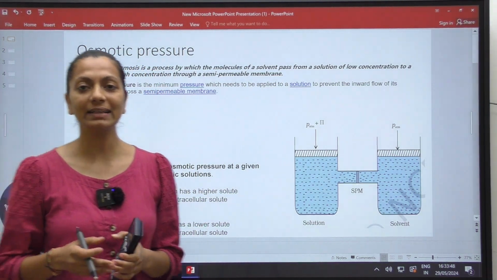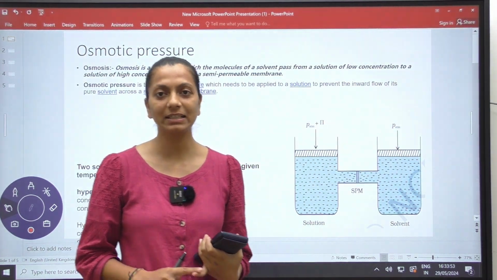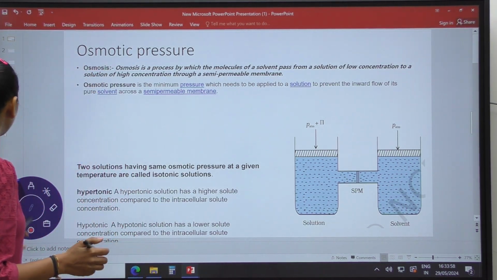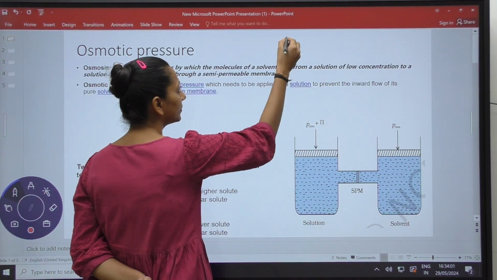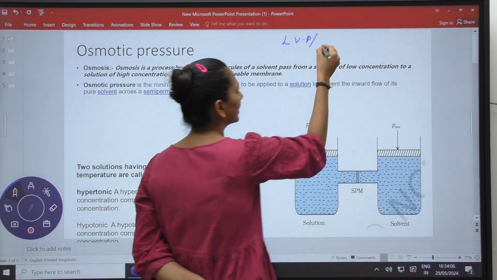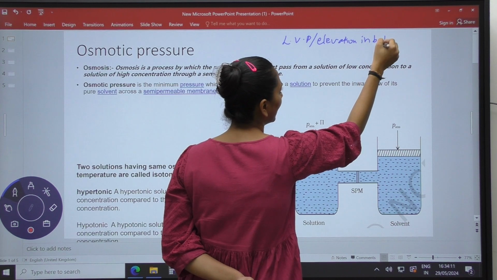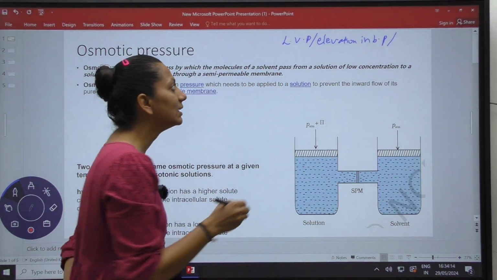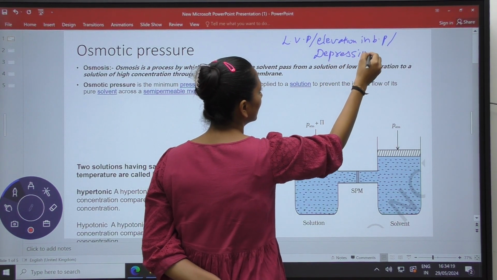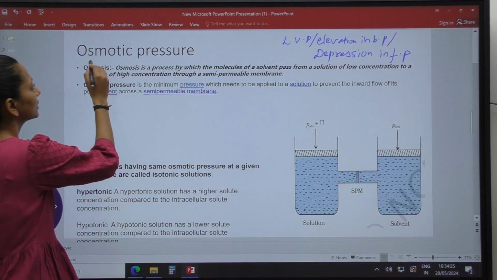In the last video we covered many different colligative properties. The first colligative property we did is the lowering of the vapor pressure. After that we had elevation in boiling point. Then the third colligative property, depression in freezing point. And today we are going to do the last colligative property, that is the osmotic pressure.